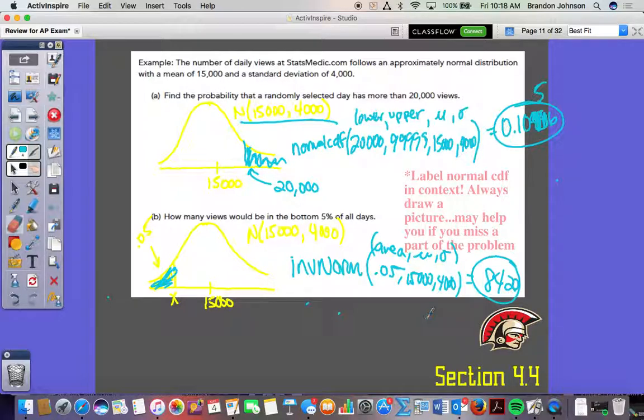Wait, when do you use inverse norm? Anytime that I give you the area and I say find the value, that would be going backwards from what I did up on top there, Julie. Does that make sense? Okay.